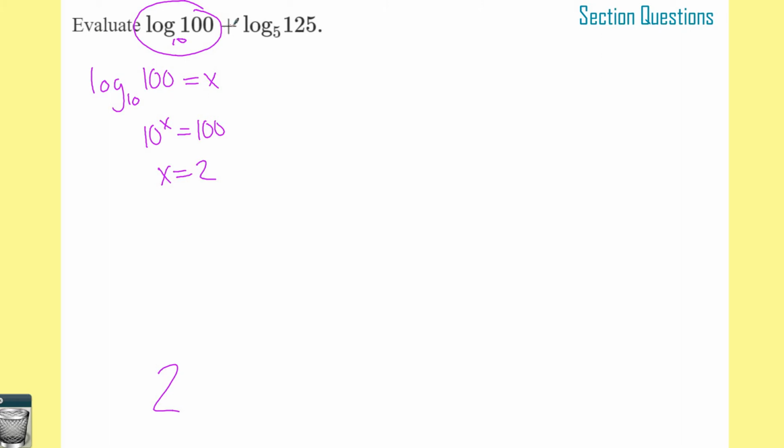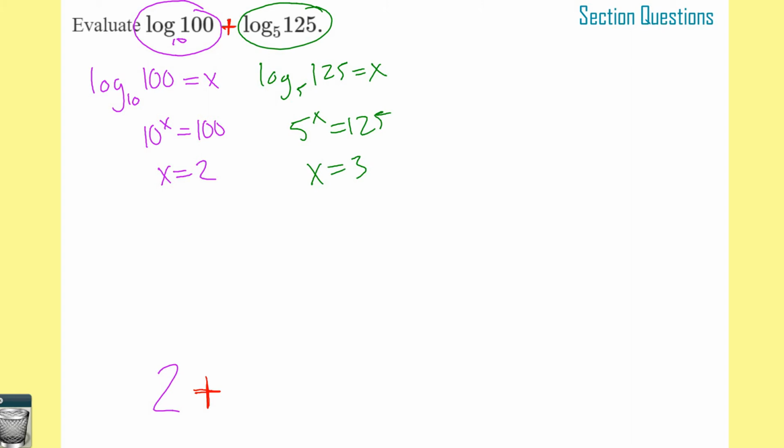Then we have plus log base 5 of 125. Well, what does log base 5 of 125 equal? 5 to what power is 125? So x is just 3. So this part equals 3. So our answer is just 5.